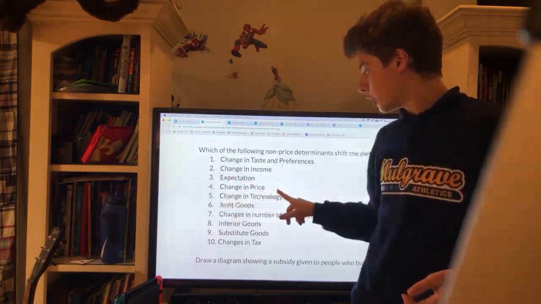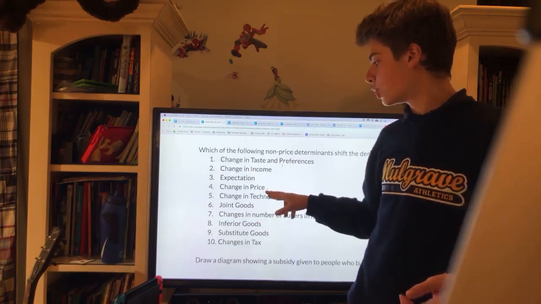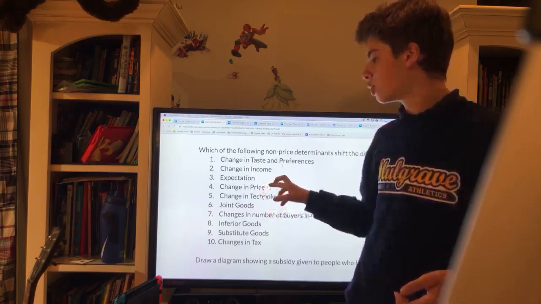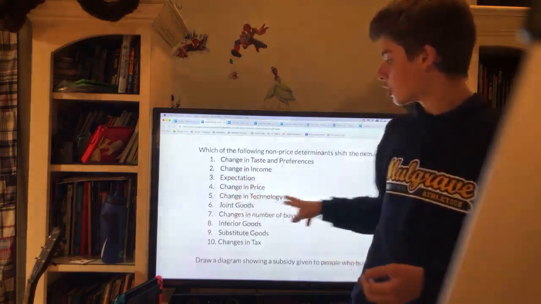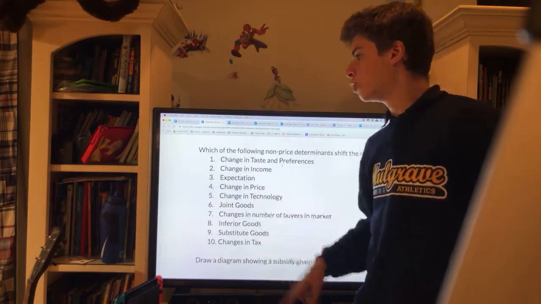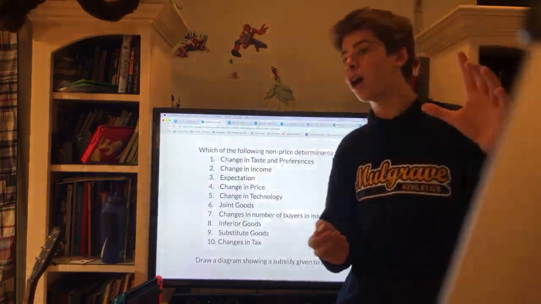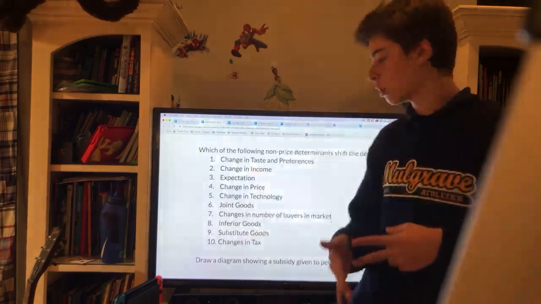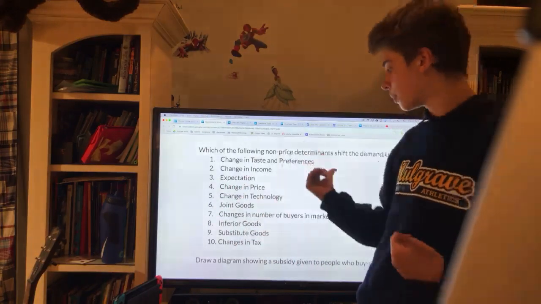Changes in price, that wouldn't shift anything exactly. Change in technology would shift the supply curve. Joint goods are two goods being produced from one thing, such as a cow. A cow makes beef and milk, so that would be joint goods. That would be a supply change.